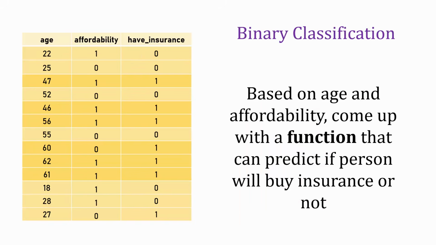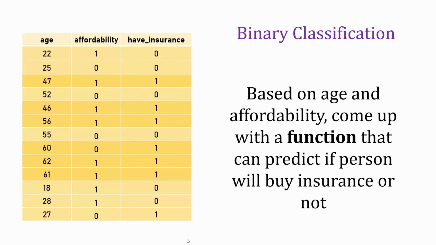Let's look at our insurance data set now. Let's say you have a table with age and affordability, and have insurance, which is the output column. Now we have talked about this insurance data set in our previous tutorial as well. So if you have not seen my previous video, I would highly recommend that you watch those. Here, based on age and affordability, we can say if the person is likely to buy the insurance or not.